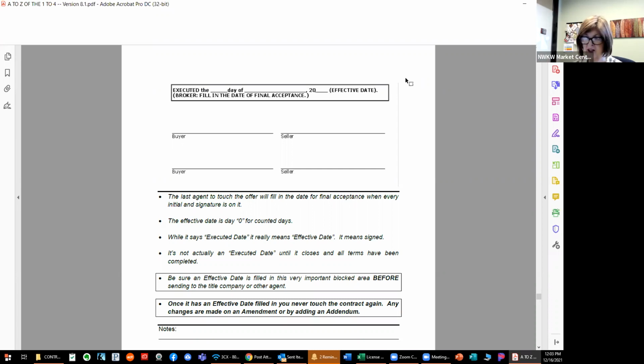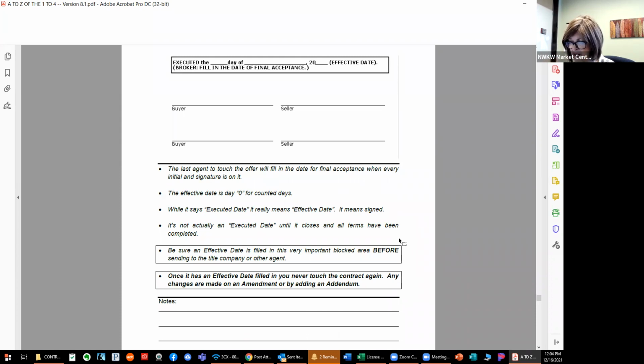And if that offer comes in, we'll let them be in the backup position, and we'll just say no to everything they ask for. And of course, what happens is on the first contract, they don't ask for anything because they know that that's what's going to happen. So just know that the last agent fills that date in, not the client, the last agent. So be sure the effective date is filled in. And once the effective date is filled in, you never touch this document again. That means everybody signed it, both sides, and initialed. You don't touch it. It's only amended or an addendum is added to it. That's all.